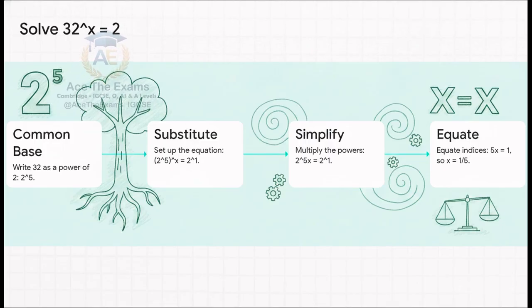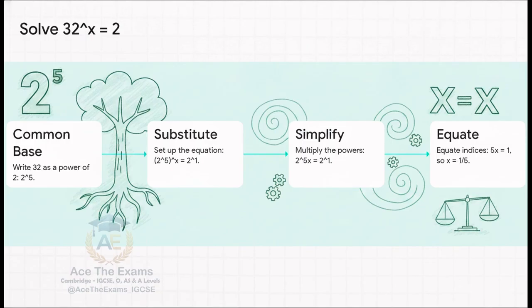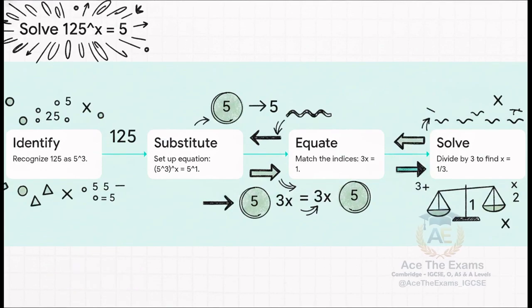Step 4, drop the bases entirely and equate the indices. 5x equals 1. Divide by 5 and x equals 1/5. Flaw found. Puzzle solved. Mark secured. Okay, challenge 3, speed writing.